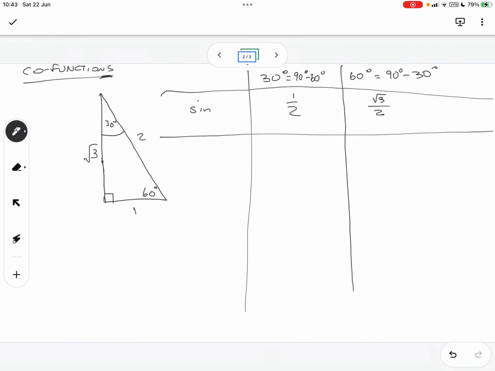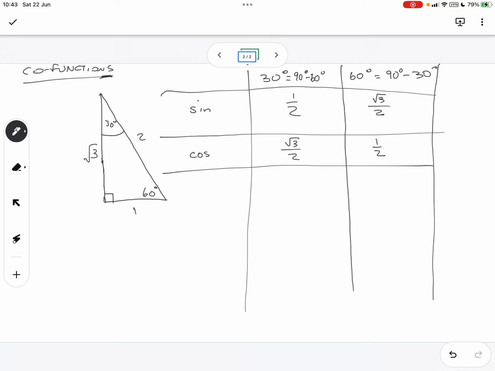Magdalene, you can also participate, unless the signal is sharp. And then we look at the cos. So cos of 30 degrees, root of 3 over 2. And then cos of 60 degrees, it's a half.